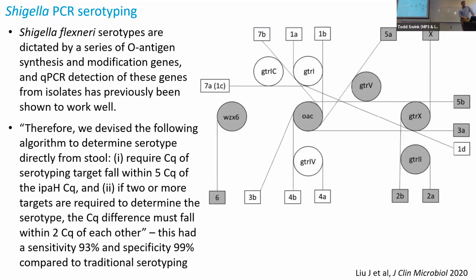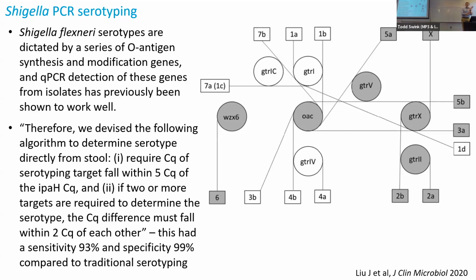All right, I'm going to give one more example, which is this need to do typing. So it turns out, fortunately, that there's a reasonably strong genotype-phenotype relationship for Shigella types, for Shigella flexneri, which is where these vaccines are really being applied. That means there are a series of genes that synthesize and modify the O antigen and make it type specific. And you can detect those genes.